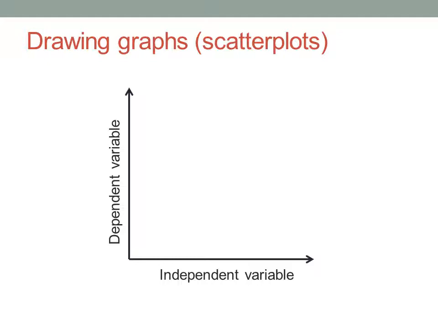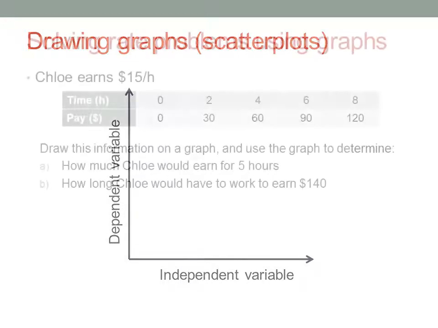The independent variable goes on the horizontal axis, across the bottom, and the dependent variable goes on the vertical axis, down the side. If you're going to get your gradient correct and interpret your answer the right way, you have to remember this convention. So let's have a go.